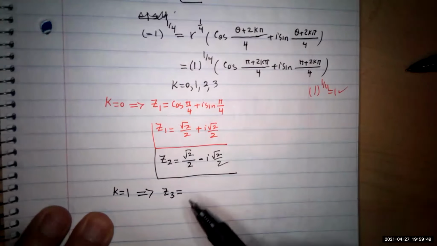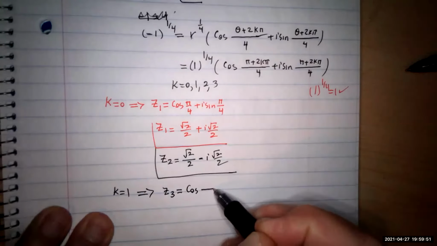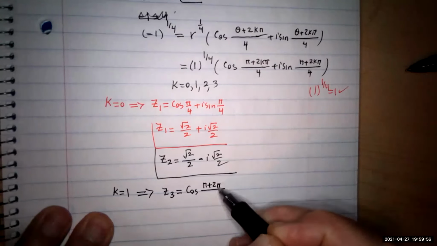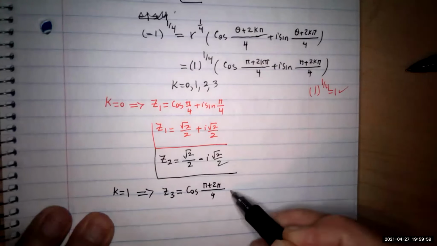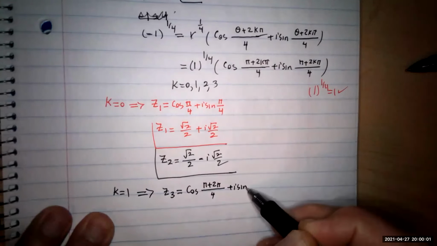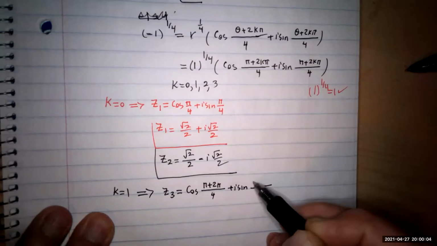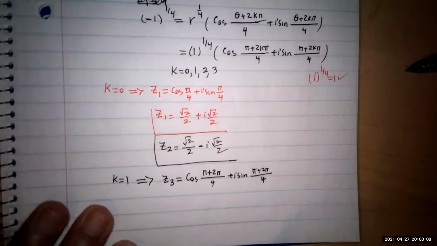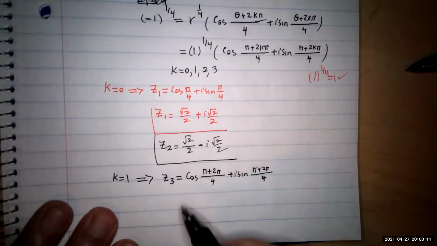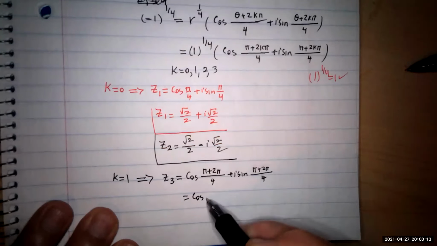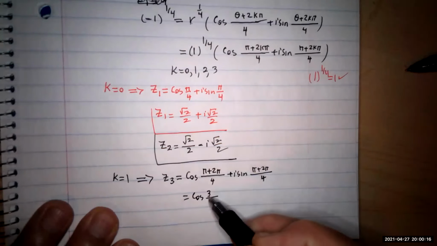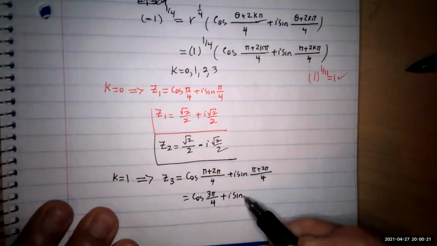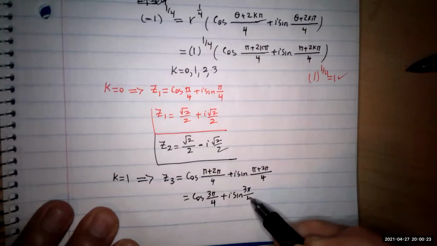So that gives you Z3 equal to the cosine of, I rewrite it so that you know the origin of the argument. So this is going to be the 2 pi, and this is going to be the 4, and you get a plus i sine of pi plus 2 pi over 4. So that gives you the cosine of 3 pi over 4, 135 degrees, plus i sine of 3 pi over 4.